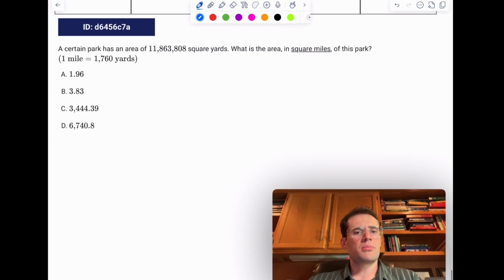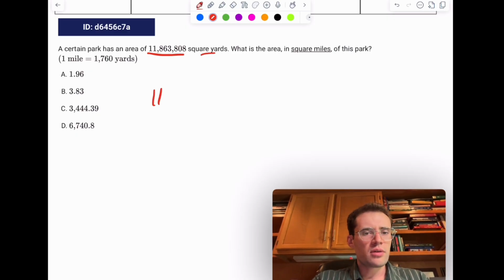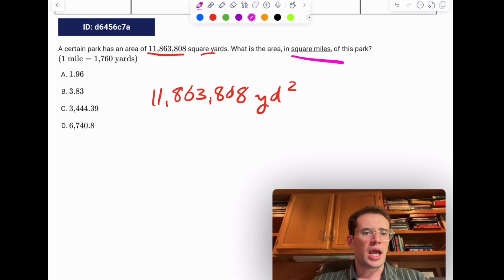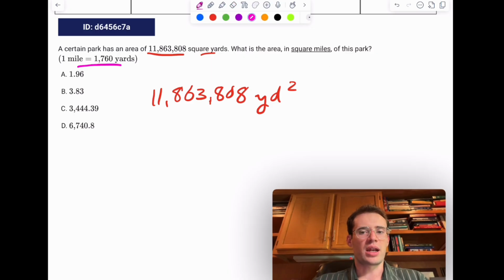And here we have a certain park that has an area, it looks huge, in square yards, of 11,863,808. I guess you don't really need the commas to do the math, but just make sure I didn't miss anything. Square yards. What is the area in square miles? We're just converting from yards squared to miles squared, and they give us the conversion rate. Even though we'd already had a problem with that, I don't think I would have remembered that number. I would have had to do 5280 divided by 3.